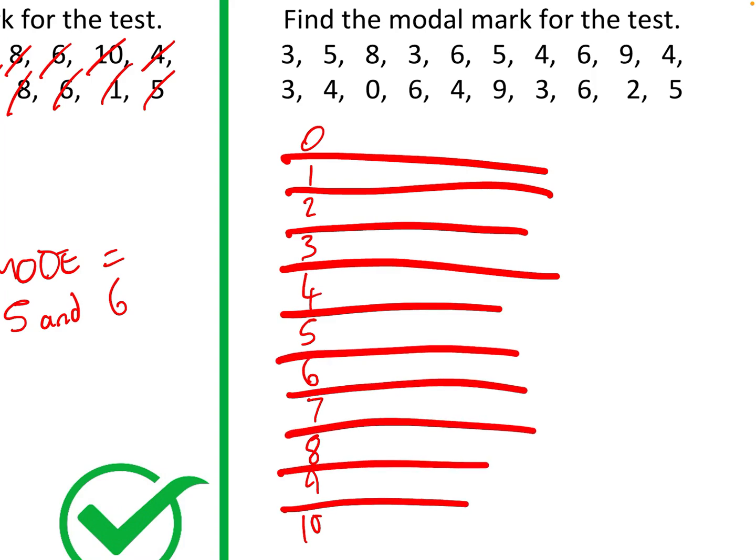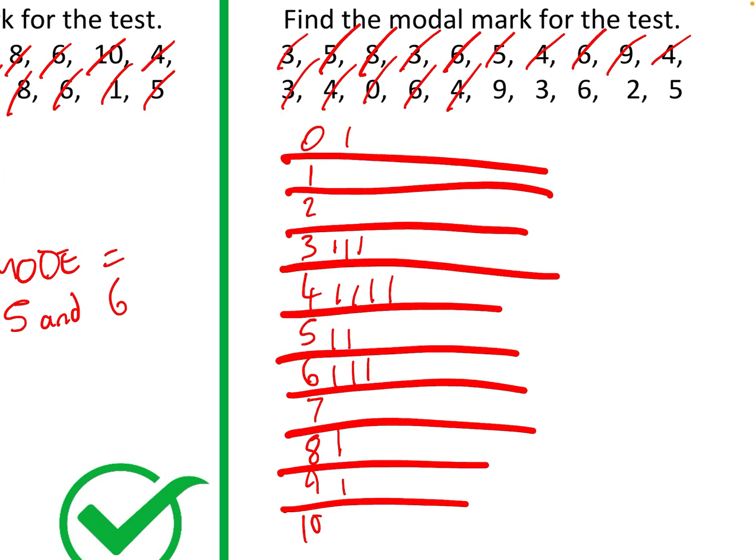Now let's go through my data. So I've got 3, 5, 8, 3, 6, 5, 4, 6, 9, 4, 3, 4, 0, 6, 4, 9, 3, 6, 2, and 5.